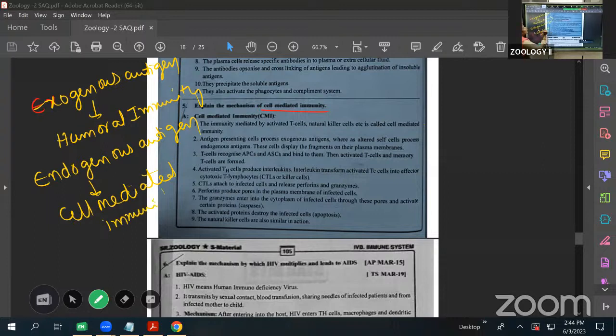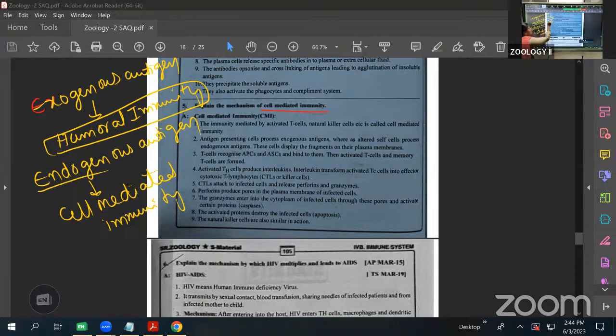The exogenous antigens are outside, meaning inside the blood or plasma, in the lymph. Those antigens are destroyed by the humoral immunity. The antigens that enter inside of the cell, we call endogenous. They enter inside, that's why we call them endogenous antigens. These are destroyed by the immunity that we call cell-mediated immunity.